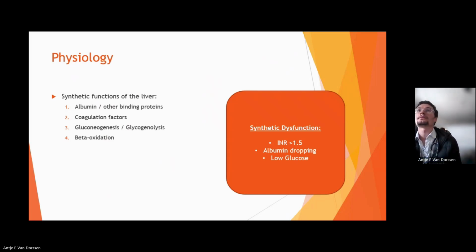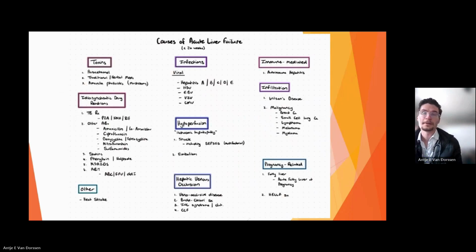So what defines synthetic dysfunction then? The three elements are an INR that's greater than 1.5, an albumin that is low and dropping, and a low glucose are the three elements of synthetic dysfunction.